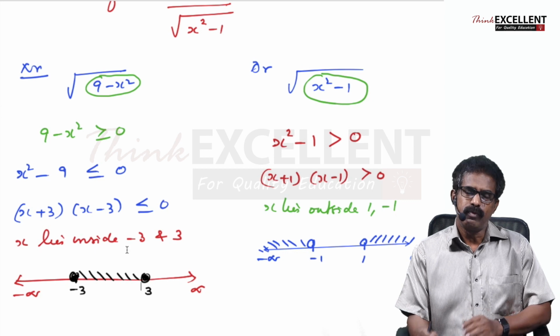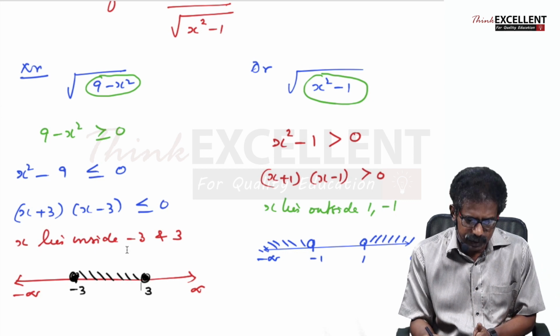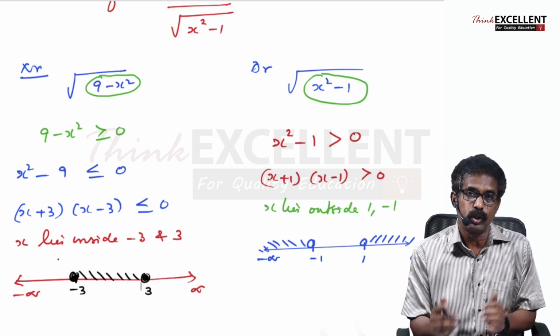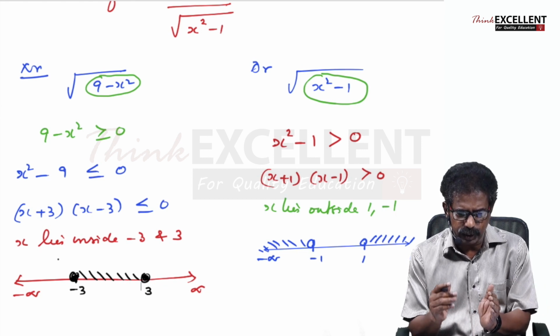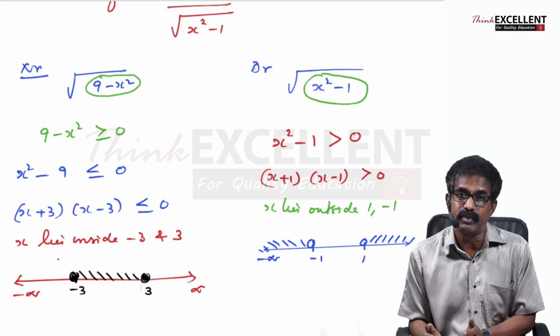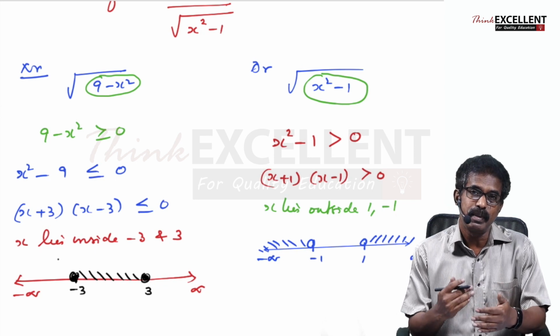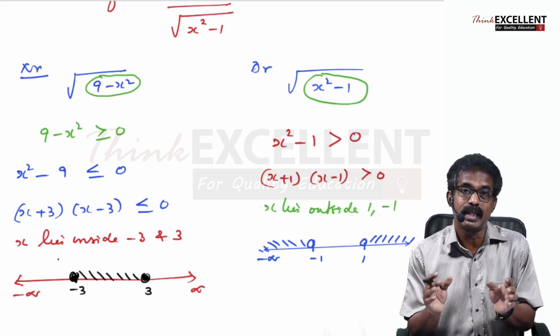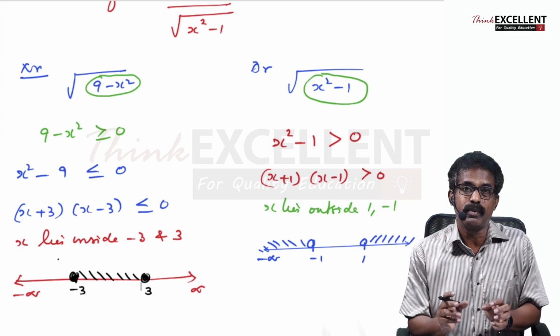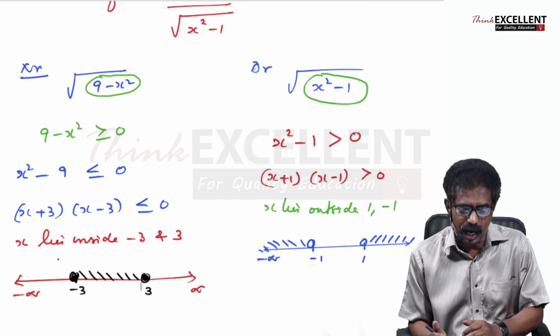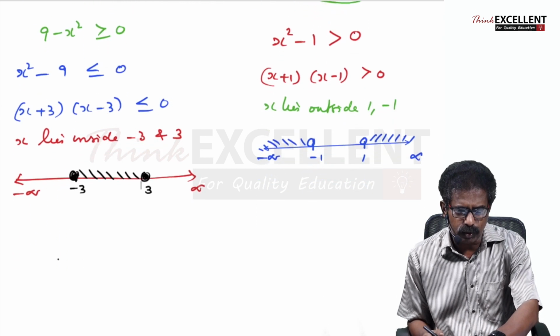Now please listen. If only the numerator is there, this is the domain, minus 3 to plus 3, closed interval. Only the denominator means what we have written, minus infinity to minus 1, union 1 to infinity. But it is a combination of both. So you have to combine both the domains, combine both the answers, and you have to find out the common portion, the common for both. So that will be your solution.